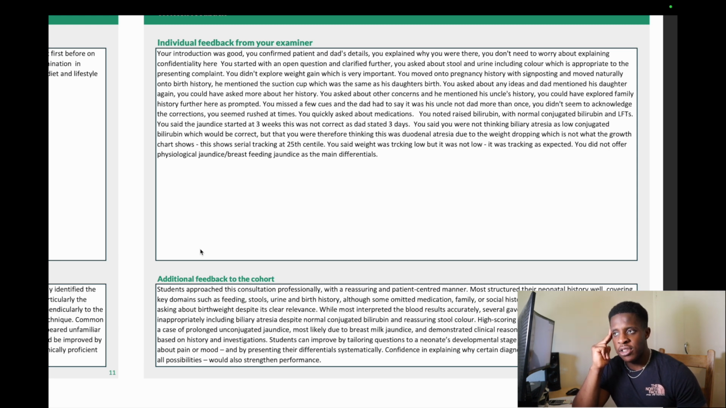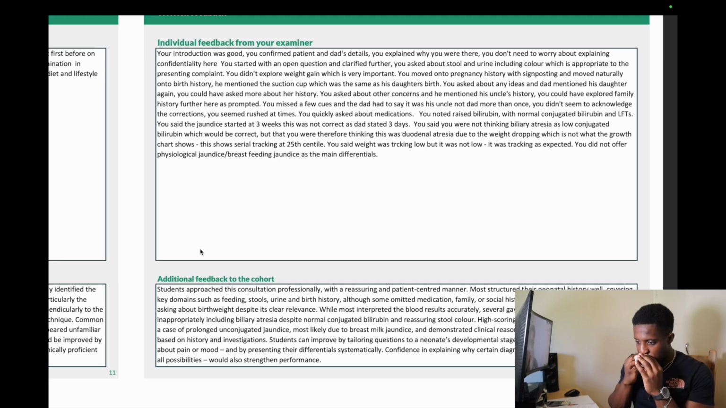I would definitely recommend, especially with these communication stations and explaining diagnoses, investigations and management, to go into Geeky Medics and practice those stages as much as you can, especially in earlier years. Just practice, and of course studying for the written exams will obviously help you with your knowledge here. But yeah, you can really see what I've been saying before. It's pretty much the same problem that's just carried on through these stations, and it has here, like the additional feedback as well to the cohorts.